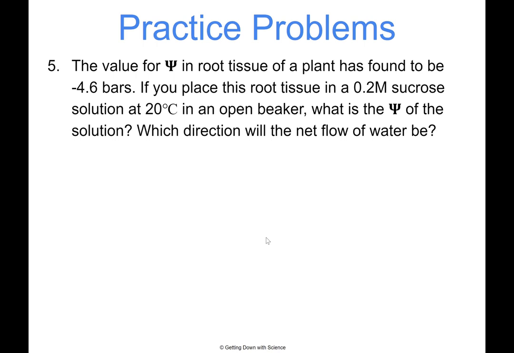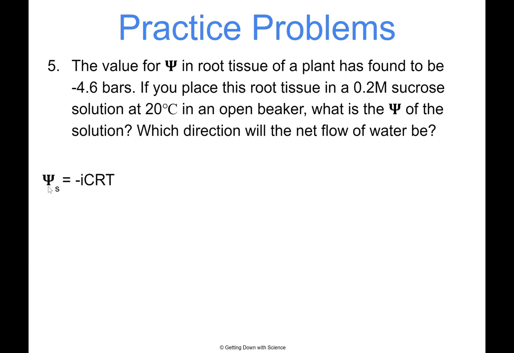Okay, the value for water potential, psi, in root tissue of a plant has been found to be -4.6 bars. If you place this root tissue in a 2 molar sucrose solution at 20 degrees Celsius in an open beaker, so the pressure potential is 0, what is the water potential of the solution? We know the water potential of the root tissue. We want to know the water potential of the solution and which direction the net flow of water will be.